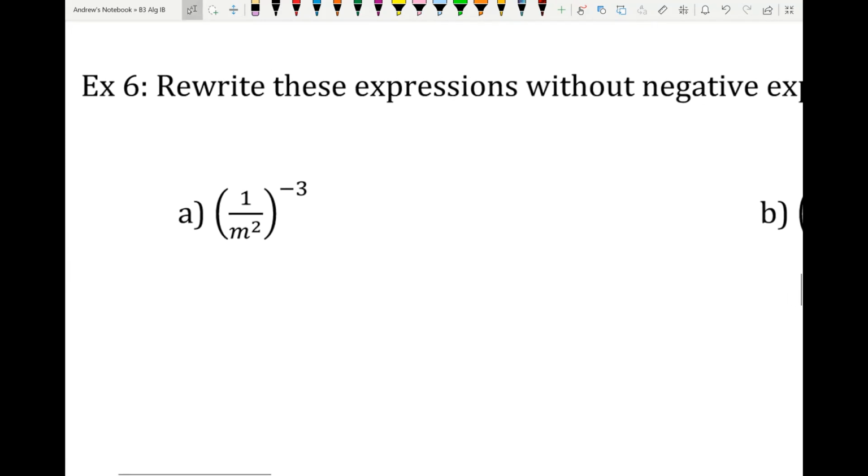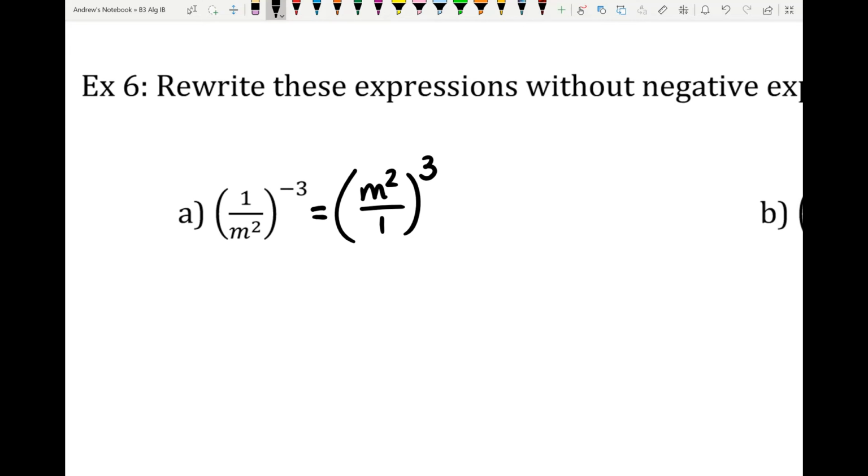Oh boy. Oh gee. It's kind of the same thing, except now there's variables. Why would you do this? It's not going to be that bad. 1 over m squared to the -3rd. Start off the same way. Flip that fraction. M squared over 1. Change that to a +3.